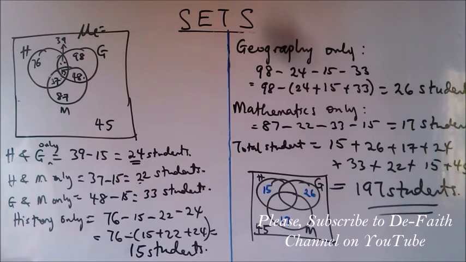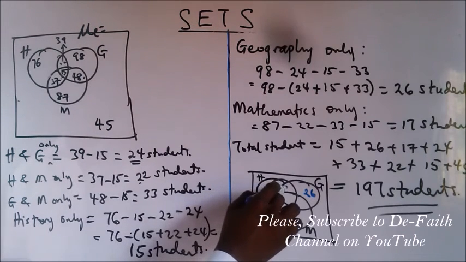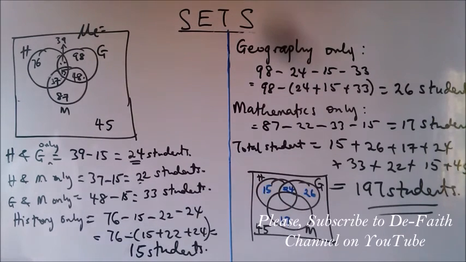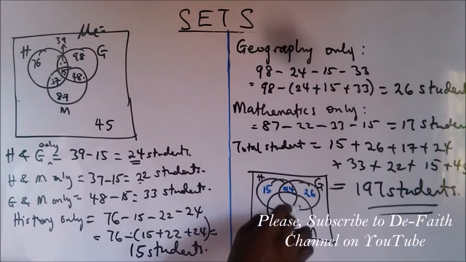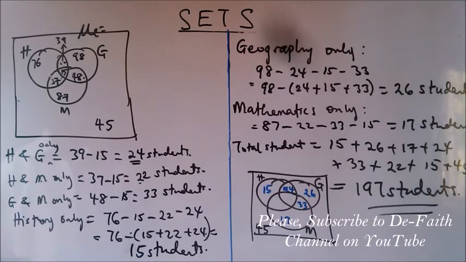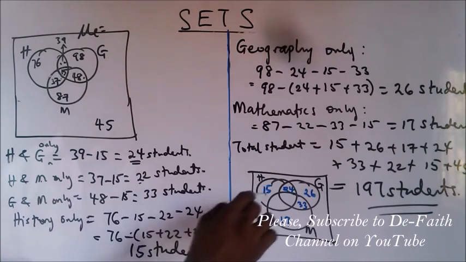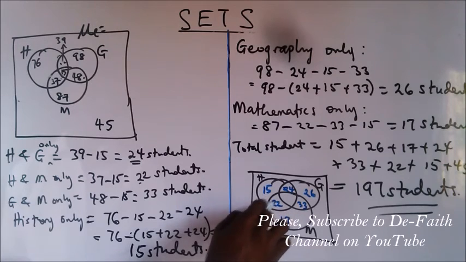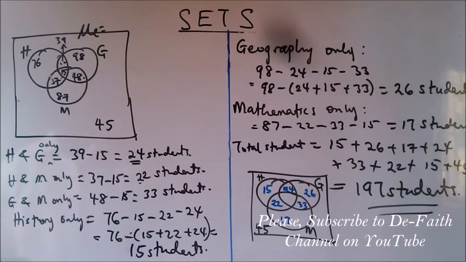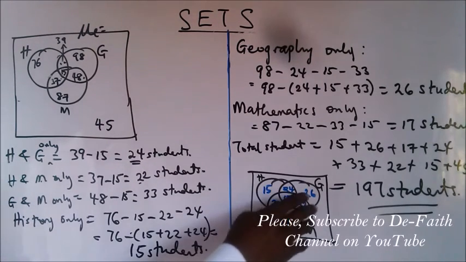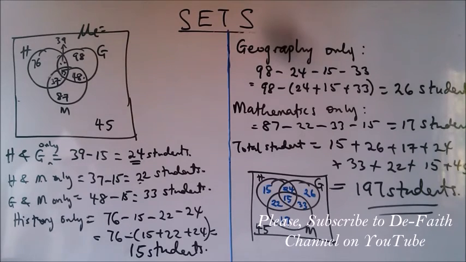And then for history and geography, we have 24 students only. For geography and mathematics, we have 33 students only. For history and mathematics only, we have 22 students. And for those that love the 3 subjects, we have 15 students. This is a Venn diagram. This is a Venn diagram for the first part of the question.